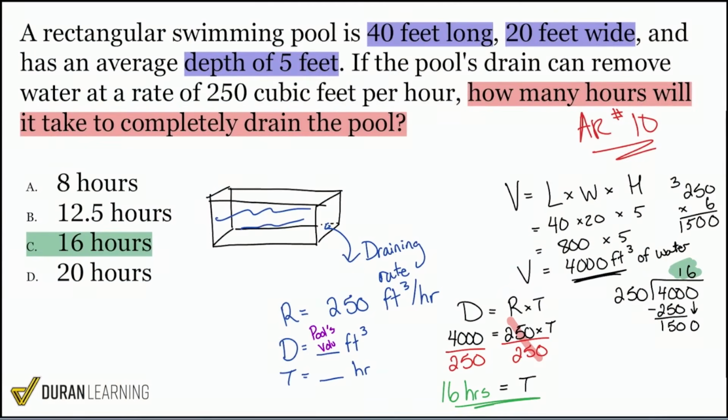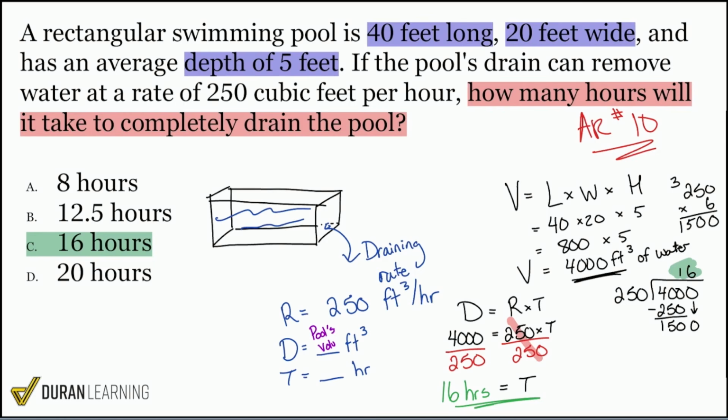The premise of this problem, I know I'm running out of time, was just going to be dividing the volume of the pool by the rate at which we're draining the pool to get how long it'll take to drain the pool. And that's how we get 16 hours.